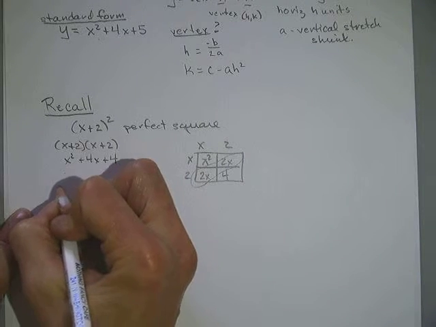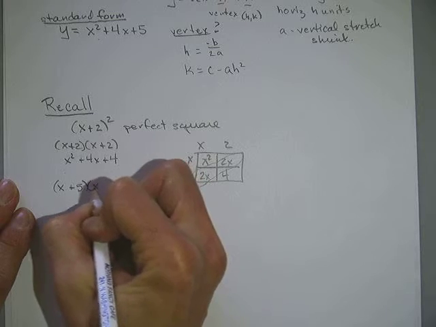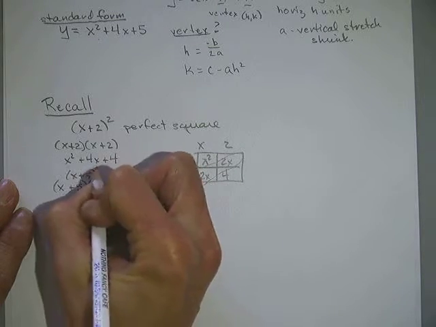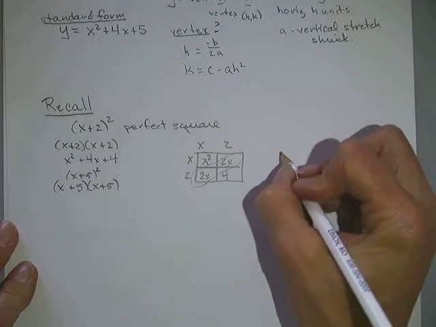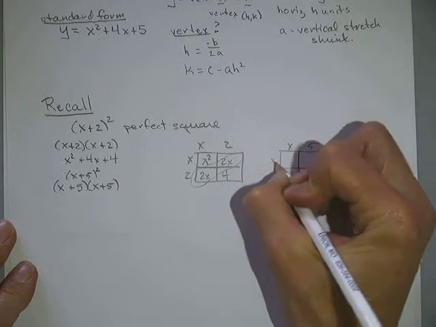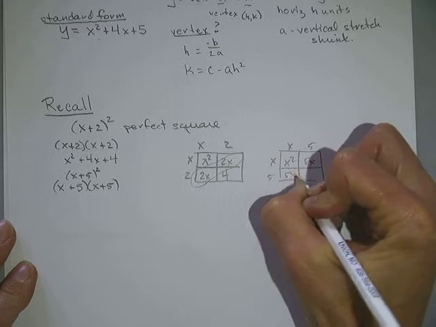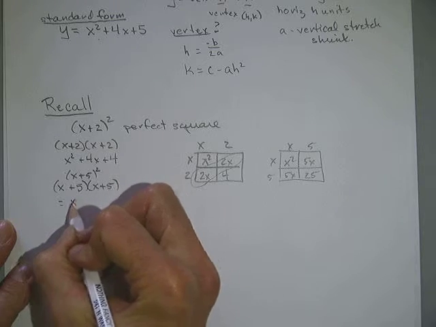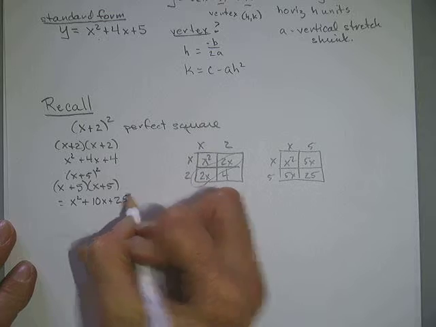Okay? Let's do another one: (x plus 5) squared. I could do another box. x squared, I've got 5x, 5x, 25. Okay, so what does it equal? x squared plus 10x plus 25.